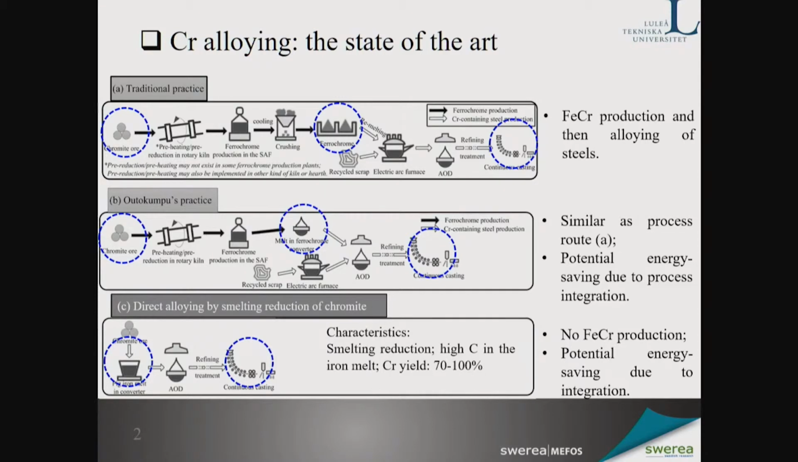And due to the cutoff of the ferrochrome production process, there's a very high potential for energy saving for this process. But the drawback for this process is the usage of high carbon containing pig iron melt, because the high carbon content in the melt is a prerequisite for the reduction of the chromite ore. And this will inevitably be a burden for the downstream decarbonization process.